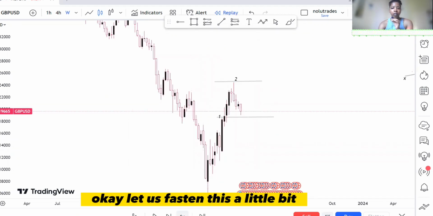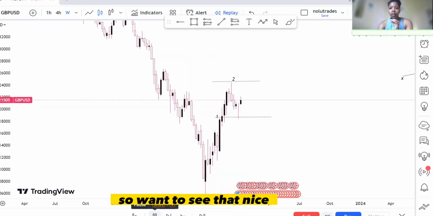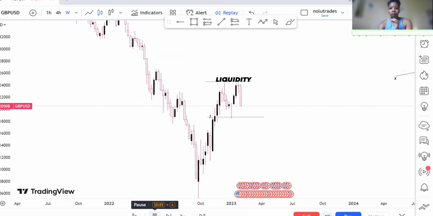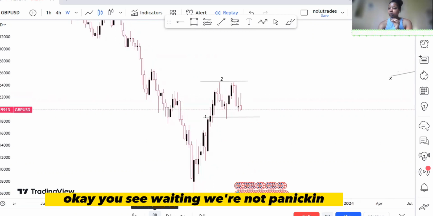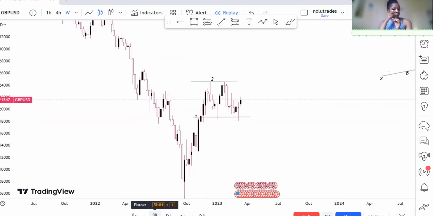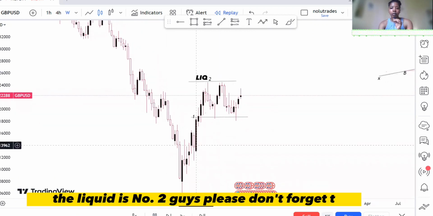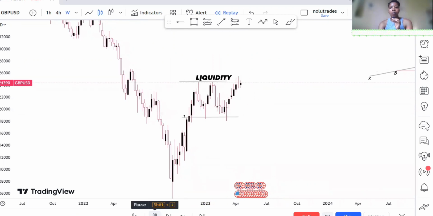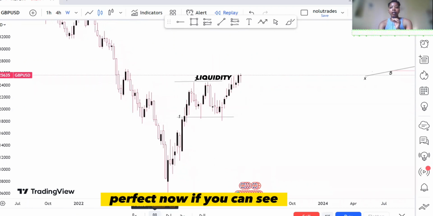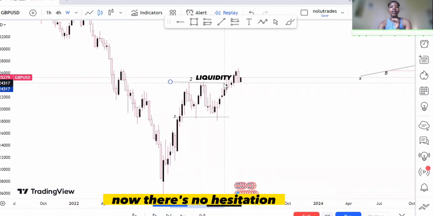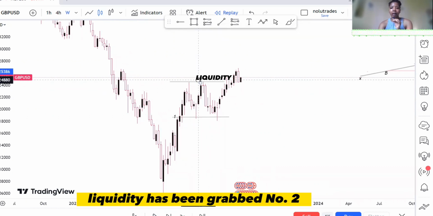Okay. Let us fast forward this a little bit, okay? So we want to see that nice. We want them to come and grab the liquidity for us there. Okay. You see, we're waiting, we're not panicking, but they need to grab the liquidity, okay? The liquidity is number two, guys. Please don't forget that. Very nice. Perfect. Now, if you can see, they just grabbed that liquidity over here, okay? Now, there's no hesitation. Liquidity has been grabbed, number two.